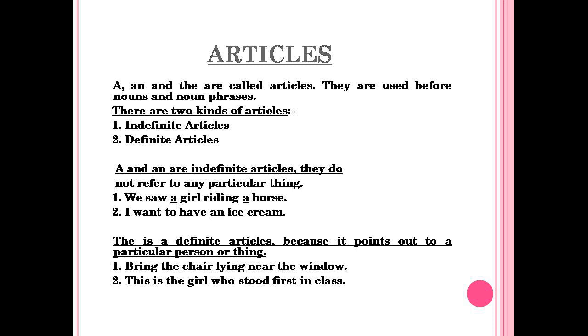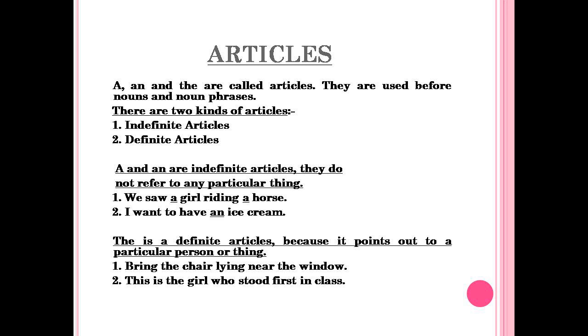Number 2, I want to have an ice cream. Just to say that I want to eat one ice cream, I say I want to eat an ice cream, right? It's not for any particular thing. So this is indefinite article. So we have used article a and an in these sentences.